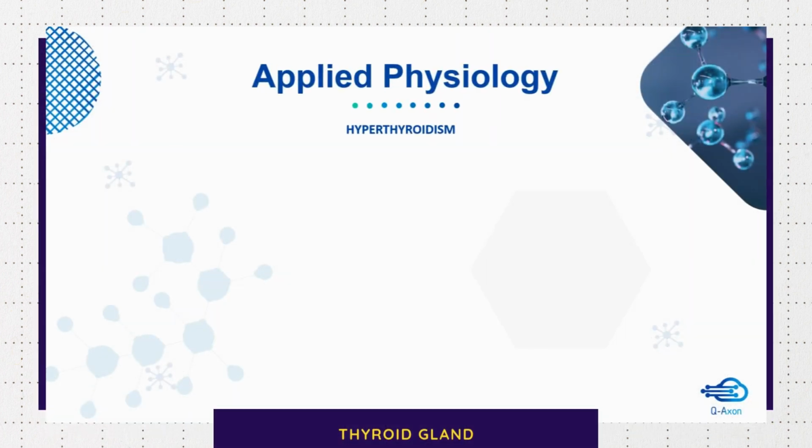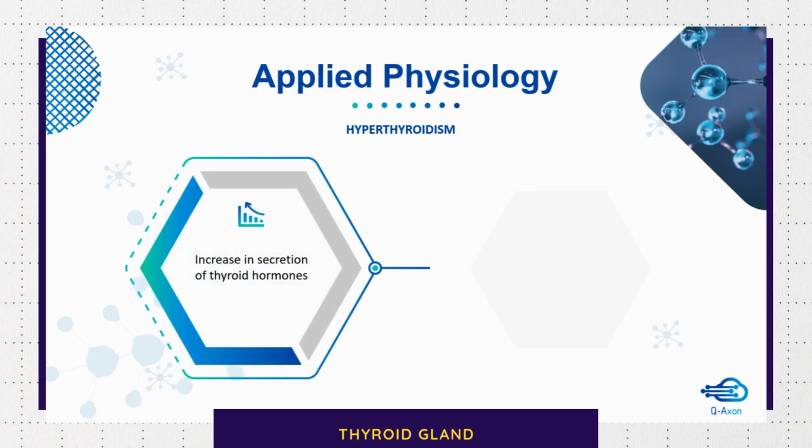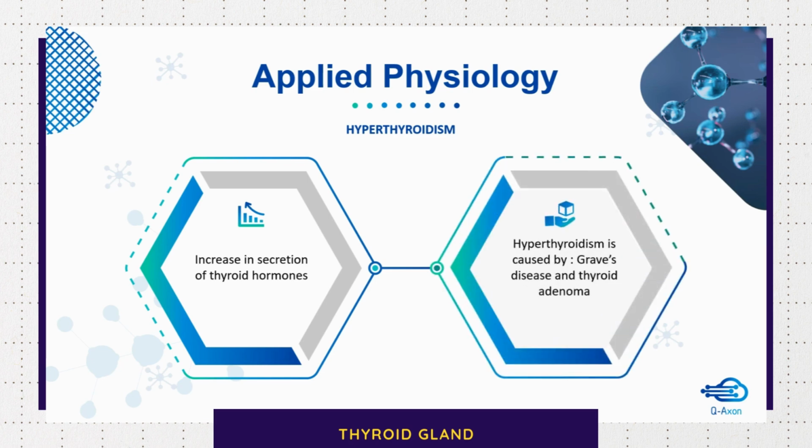Moving on to applied physiology, let's first see about hyperthyroidism. In this condition, there is increase in secretion of thyroid hormones. It can be caused by Graves' disease and thyroid adenoma.